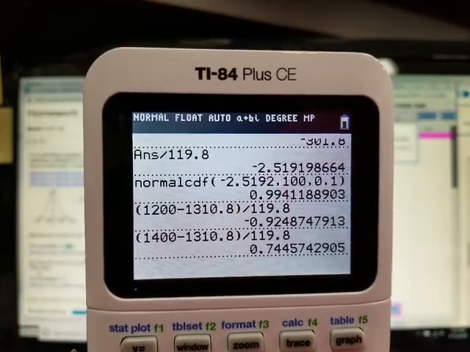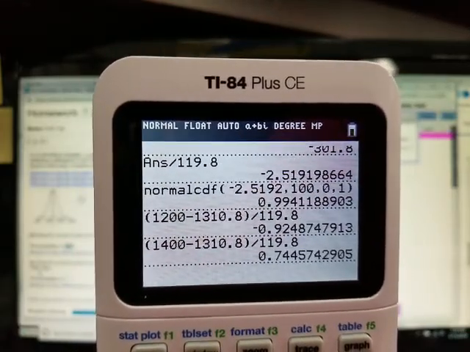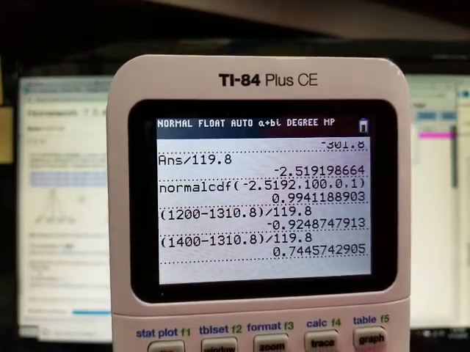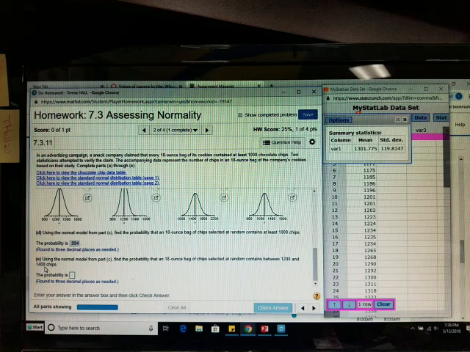Now remember, I would want to do a normal CDF between those two z-scores. That's how I will get the probability that a random bag would have between 1,200 and 1,400 chocolate chips. So I'm going to finish off this picture real quick, and then I'll do the normal CDF, and I'll show that to you on the screen as well. So negative 0.9249. The other z-score was 0.7446. And I'm going to do a normal CDF.